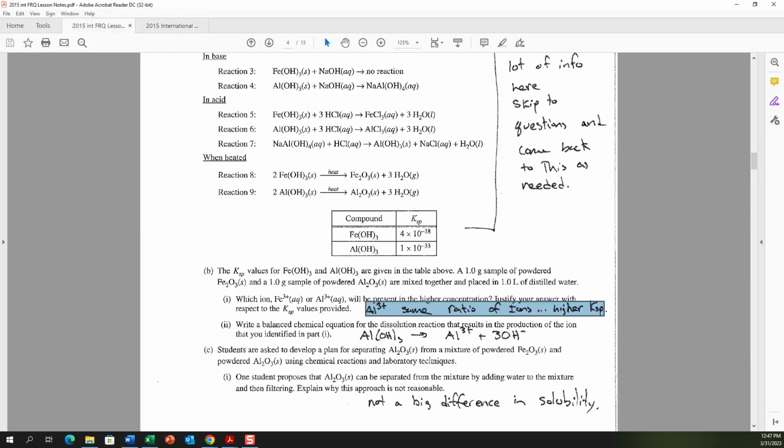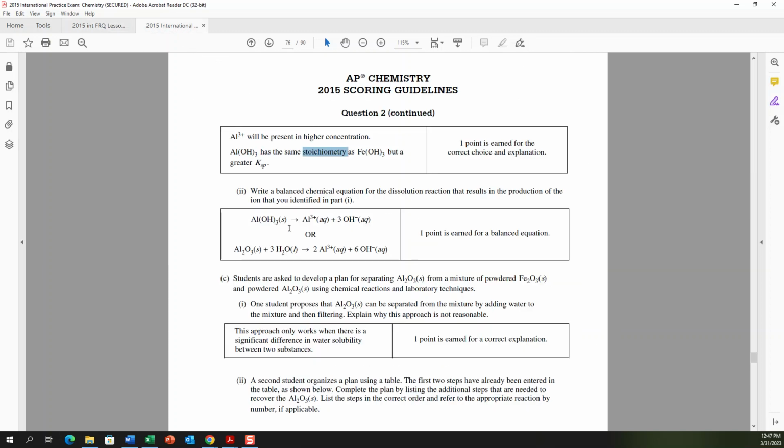All right, great. All right, write a balanced chemical equation for the dissolution, so just aluminum hydroxide dissolving in water. And remember, if you got part 1 wrong, if you said iron 3 hydroxide for some reason, as long as you wrote this reaction with iron 3 hydroxide instead of aluminum hydroxide, you could get full credit for part 2. All right, so all we're doing is that. So just aluminum hydroxide dissolving in water. Okay, that's it.